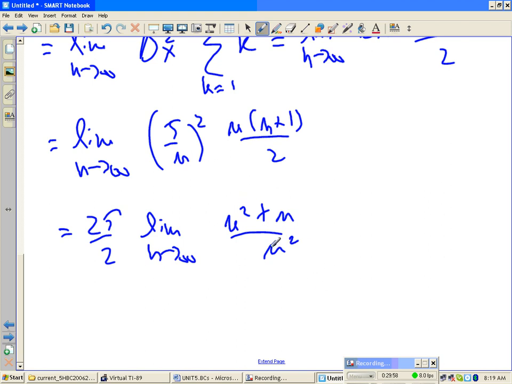Top heavy, bottom heavy, equal degree. Which one do we got? Equal degree. The limit is the ratio of the coefficients, not 0. 1. So you get 25 halves. Top heavy goes to infinity. Bottom heavy goes to 0. Equal degree is just leading coefficients. 1 divided by 1. Look, we got exactly 25 halves. What is that? That's the area under the curve, isn't it?